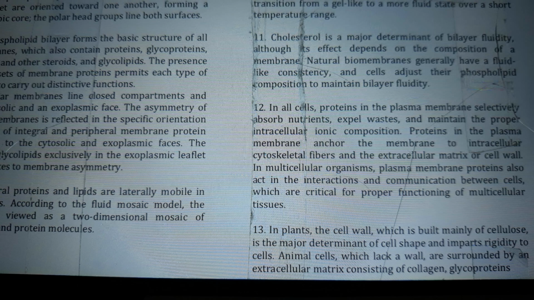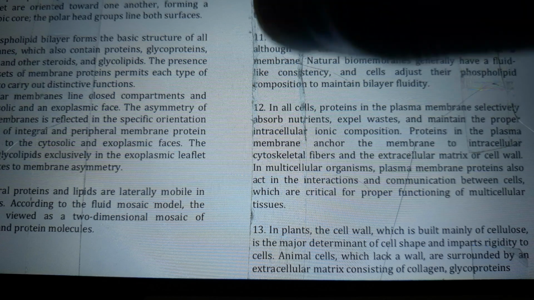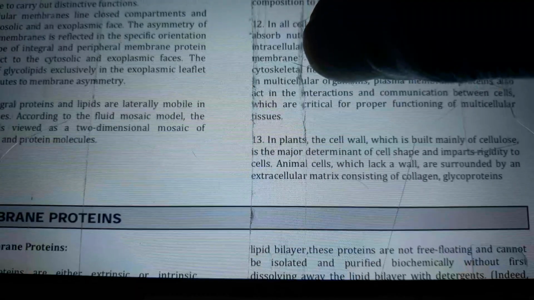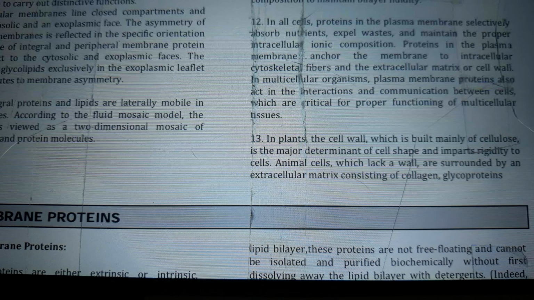The phospholipid bilayer forms the basic structure of all biomembranes, which can also contain proteins, glycoproteins, cholesterol and other steroids, and glycolipids. The presence of specific sets of membrane proteins permits each type of membrane to carry out distinctive functions. All cellular membranes line closed compartments and have a cytosolic and exoplasmic surface and face.